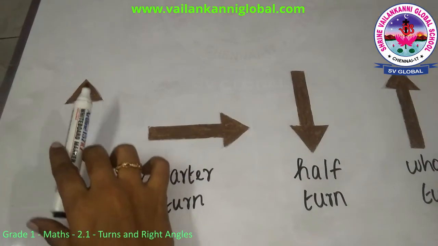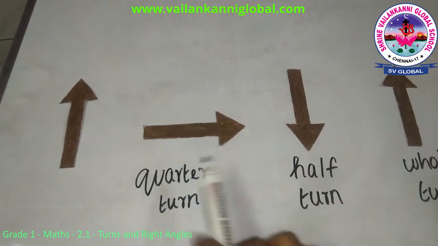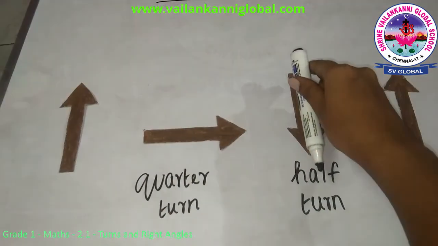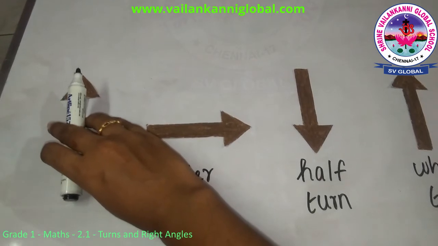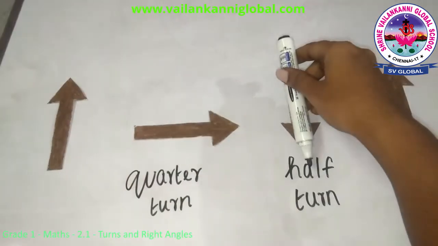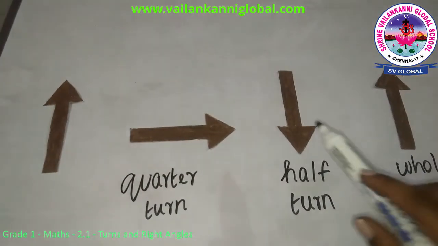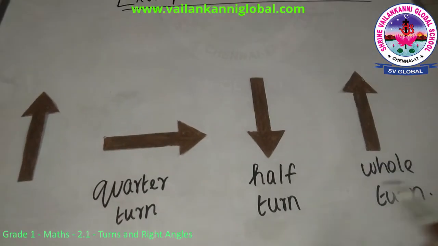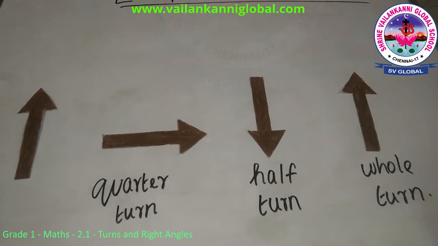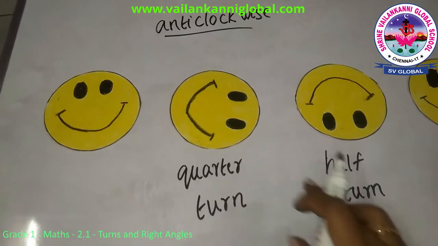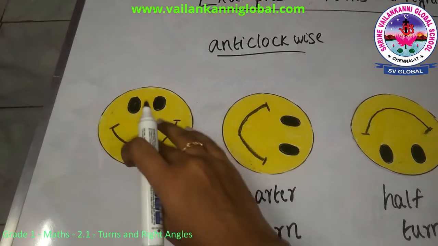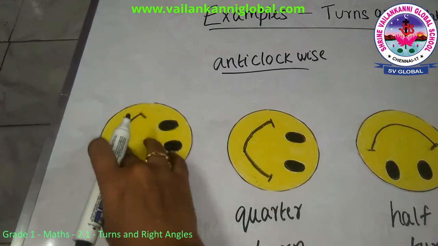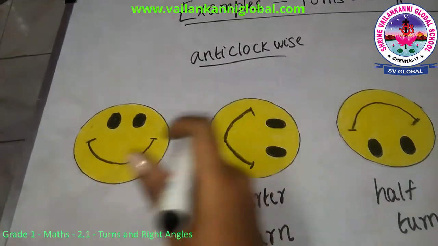Originally it was here, now it has made a quarter turn, so it will face in this direction. When it makes a half turn, it will be just the opposite. Previously it was facing frontwards, now it's facing backwards. So this is the half turn, and when it makes a full whole turn, it will come back to its original position. So this is how it will be if it is in an anti-clockwise direction. Anti-clockwise means it has to move this side for a quarter turn. That is why I have kept it facing this side.